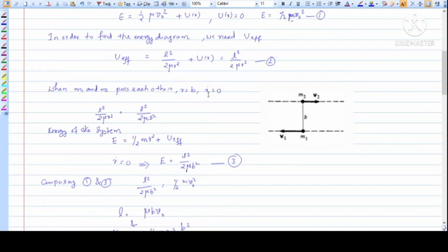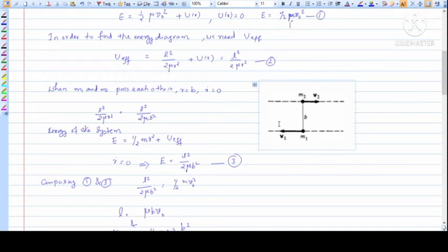R is equal to B, a constant. At that time R dot is equal to 0. And U effective is equal to L square by 2 mu R square. Put B instead of R, therefore L square by 2 mu B square. We will get L square by 2 mu R square is equal to L square by 2 mu B square.